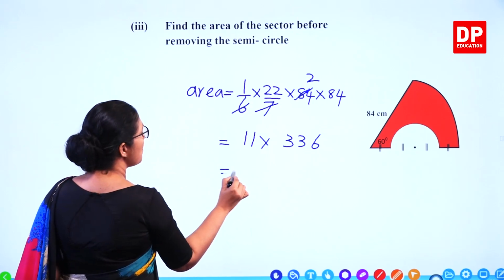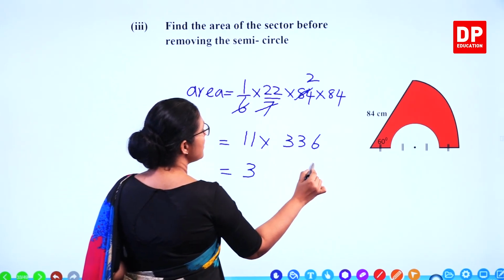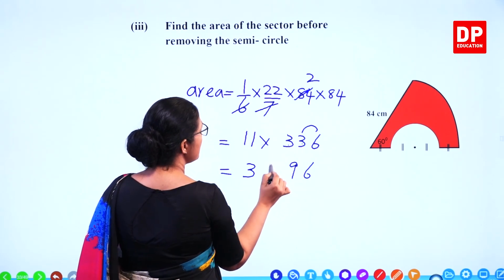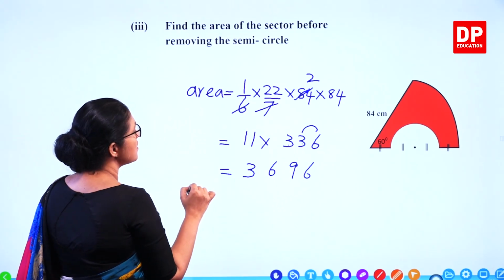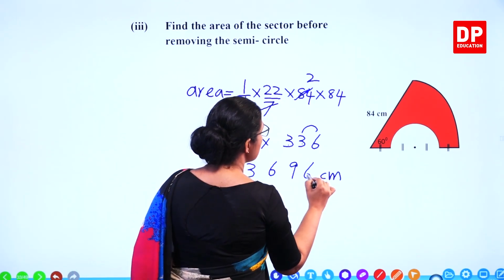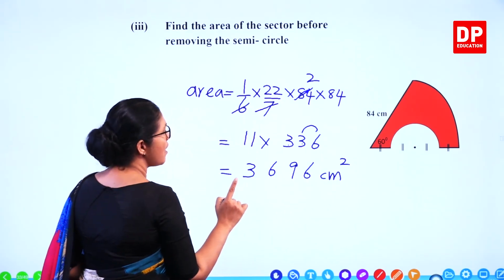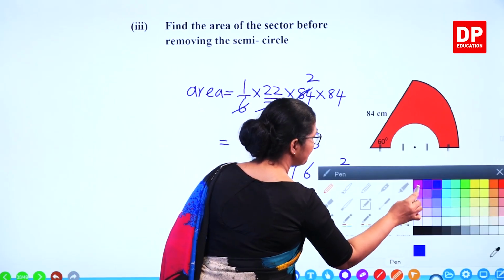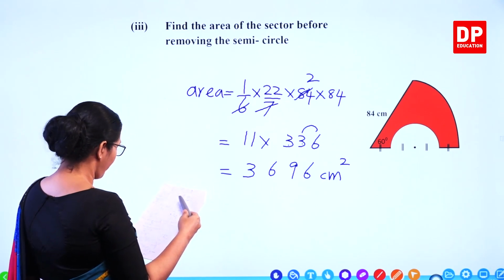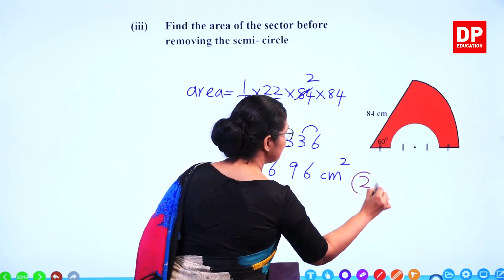So how do you multiply by 11 easily? You write 3 and 6 separately. 6 plus 3, 9. 3 and 3, 6. 3,696 square centimeters is the area of the sector. Two marks for that.